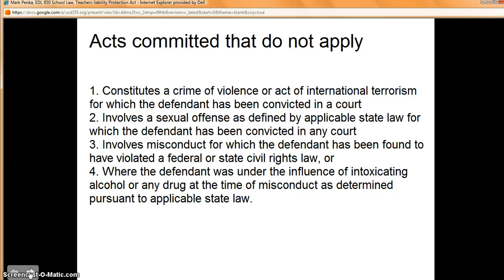The act does not apply if it's a crime of violence. If you hurt somebody willingly is what it's saying. Next is if it involves a sexual offense. Anything involved with a sexual offense does not apply to this. If it involves misconduct where it breaks their civil rights, if you go against the civil rights, then it will not apply. And lastly, if you've been drinking or if you're under the influence of any illegal drug or narcotic.